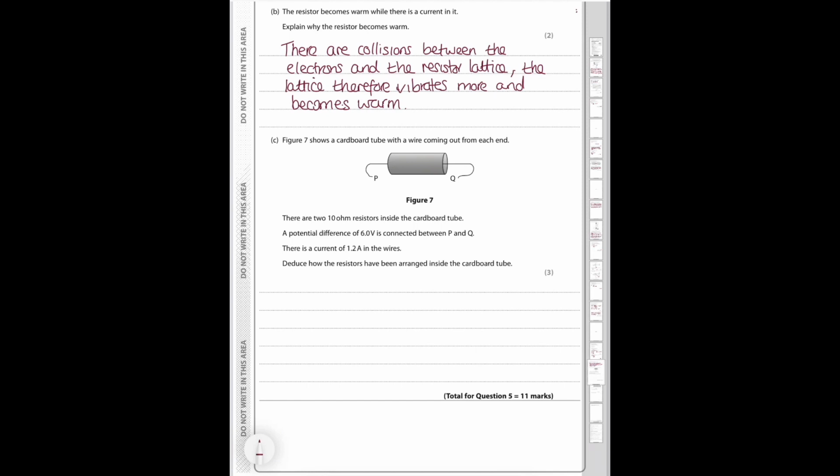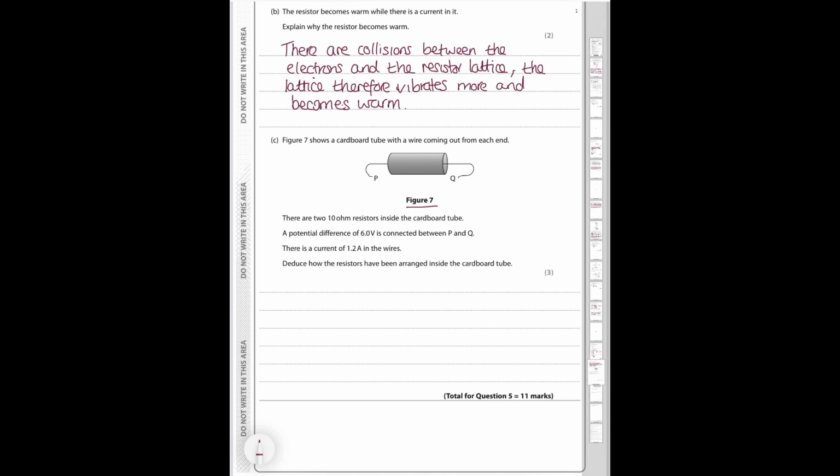In part C, figure 7 shows a cardboard tube with a wire coming out from each end. So we've got our figure 7 there. There are two 10 ohm resistors inside the cardboard tube. A potential difference of 6 volts is connected between P and Q. There is a current of 1.2 amps in the wires. Deduce how the resistors have been arranged inside the cardboard tube.